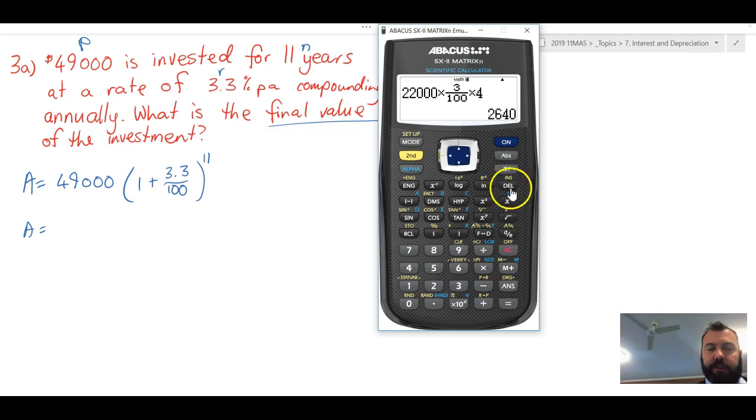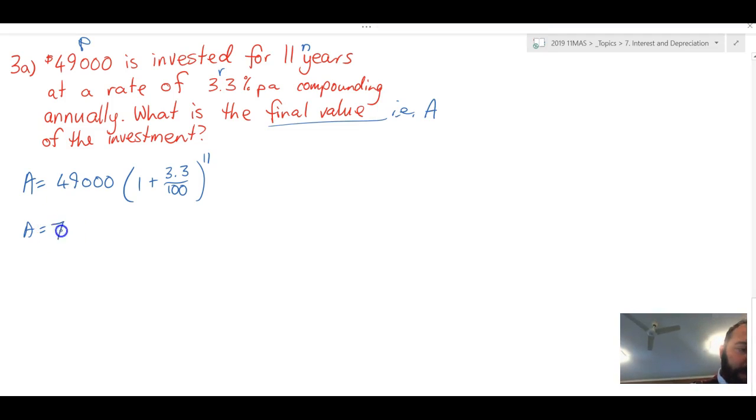The calculator is going to work that out for us. 49,000 times bracket 1 plus 3.3 over 100, arrow across here, to the power of 11. Okay, that matches up there, and we get 70,032.50. Okay, does that seem about right? It's more than 49,000, but not preposterously more. Okay, that's 3A. Let's have a look at 3B.